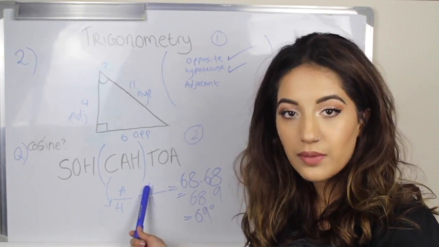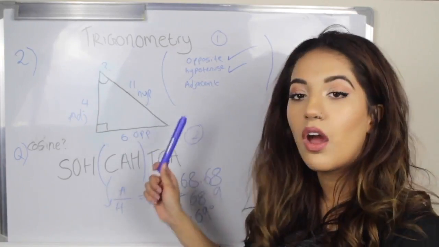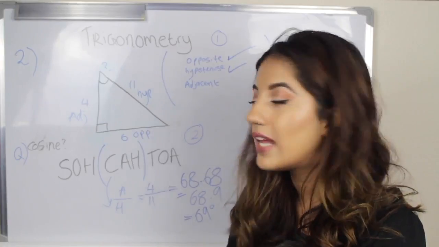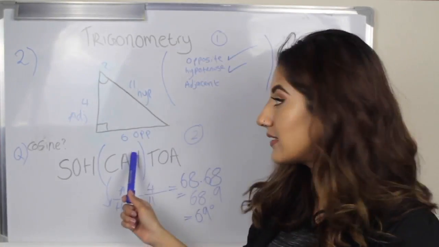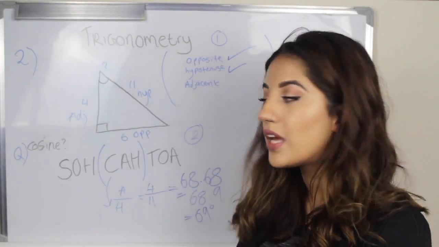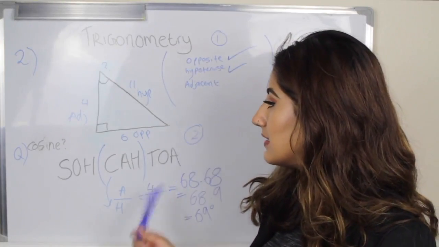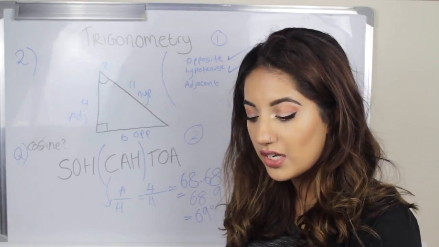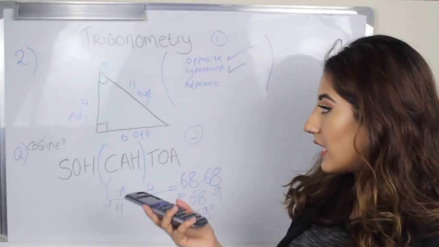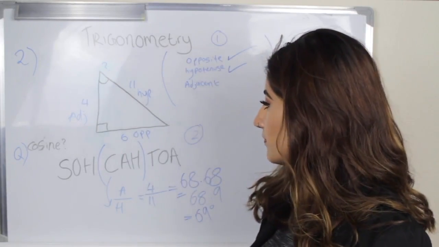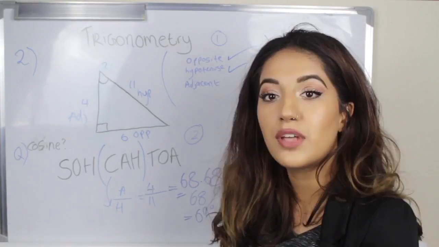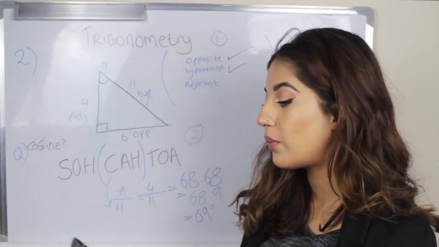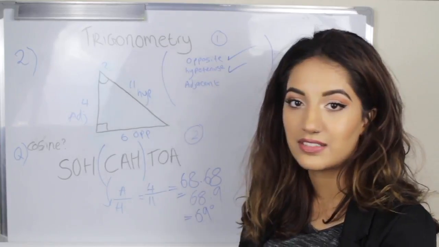If we wanted to work out the tangent, it would obviously be the opposite over the adjacent. The opposite here is 6, whereas the adjacent is 4. So for the tangent, that would be 6 over 4. So if you wanted to work out the tangent, it would be shift and tan, and for the tangent that would be 6 over 4. So hypothetically, in this case, if we were working out the tangent, that would be 56 degrees.